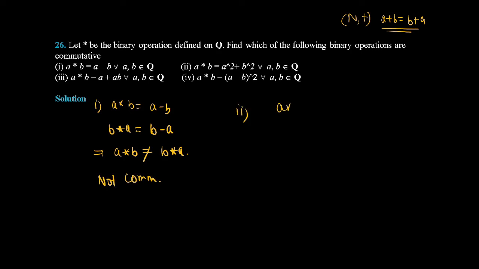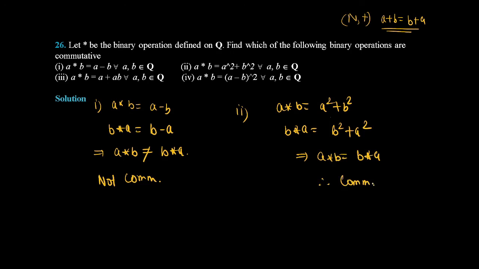In the next part, a star b is equal to a square plus b square. So if a star b is a square plus b square, what will be b star a? b star a will be b square plus a square. This implies that if we square the numbers and add them, that will be the same. A square plus b square is the same as b square plus a square. That is, a star b is equal to b star a. So therefore it is a commutative binary operation.